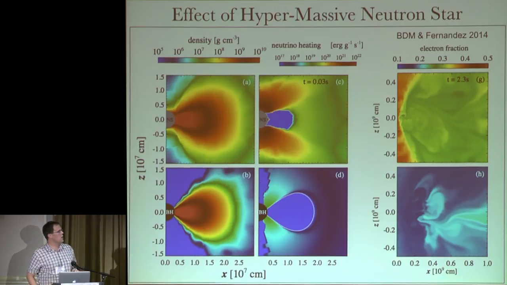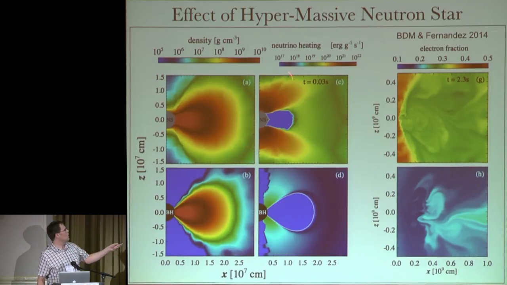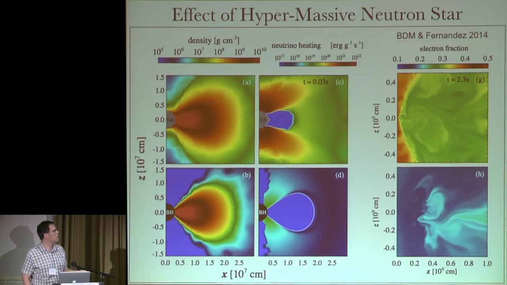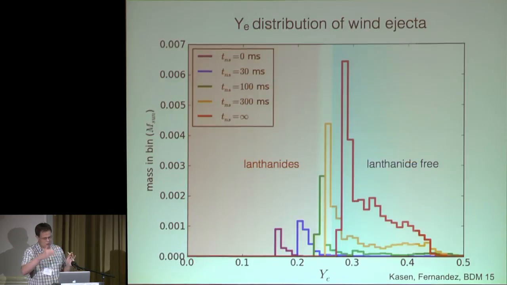Okay, and it actually also depends on whether or not you have a hypermassive neutron star present. If you have a neutron star present in the middle, as I said, it's a very strong source of neutrinos, you can really substantially increase the electron fraction of the outflow in the polar region, okay? It's very different than in the case of a black hole. And in particular, as I said, we don't know how long the neutron star survives. And so we did a numerical experiment where we basically artificially collapse the neutron star to a black hole at various intervals in time. So we either have it collapse immediately or delayed by 30 milliseconds or 100 milliseconds, 300 milliseconds, or never collapses.